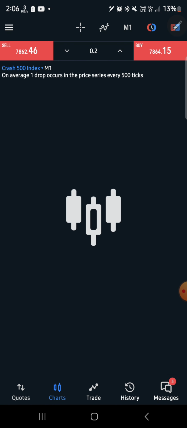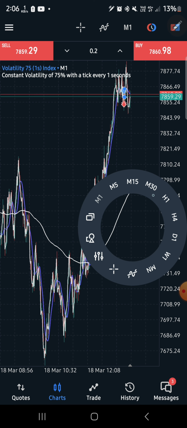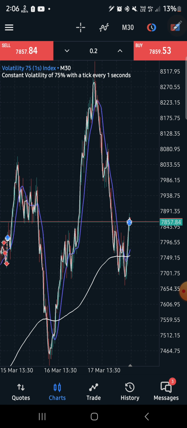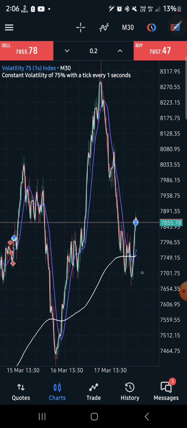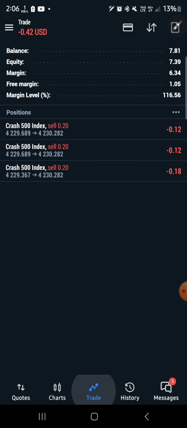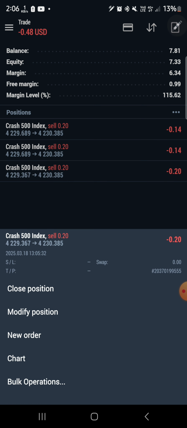And for that, let's check out the 75-1S. So I have a feeling this one is going to come back down and retest this region, but let's just keep watching it. And because we already have 3 positions on crash 500, we can't really risk it again on the V75-1S. So let's just hold crash 500 and see what the market does from here.